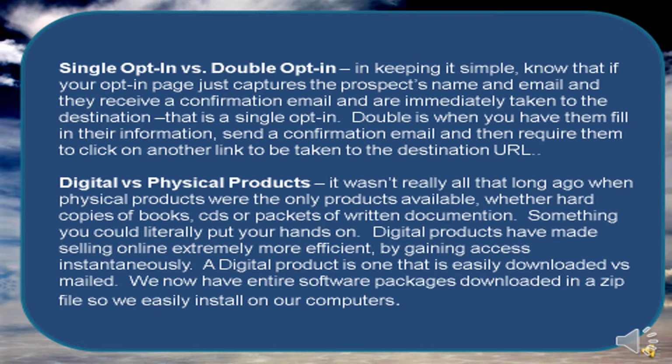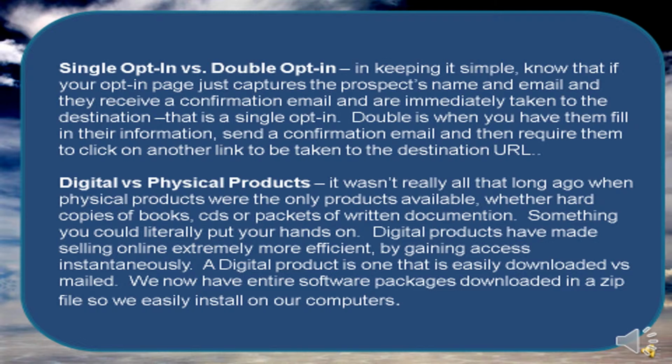Okay, moving on, single opt-in versus double opt-in. Well, there is some controversy out there about that. I'm not going to lie about that, but in keeping it simple, know that if your opt-in page just captures the prospect's name and email, they receive a confirmation email and are immediately taken to the destination, that is a single opt-in. Okay? In other words, you're not just capturing their name and email, you're sending them directly to the destination URL. Okay? That's a single opt-in.